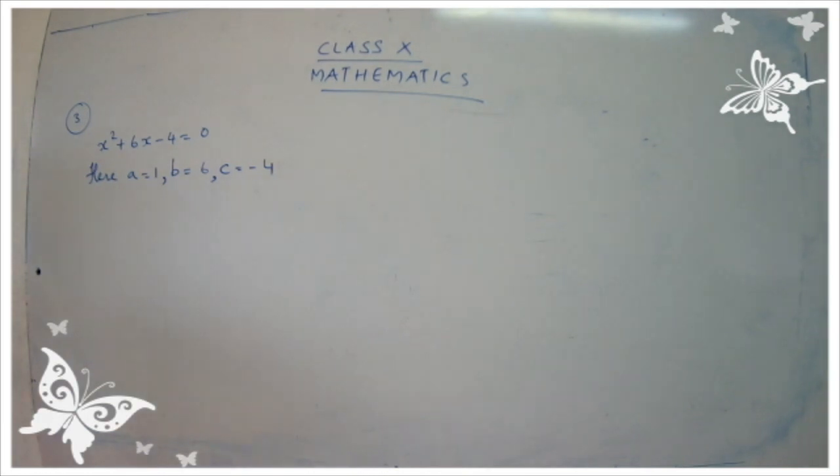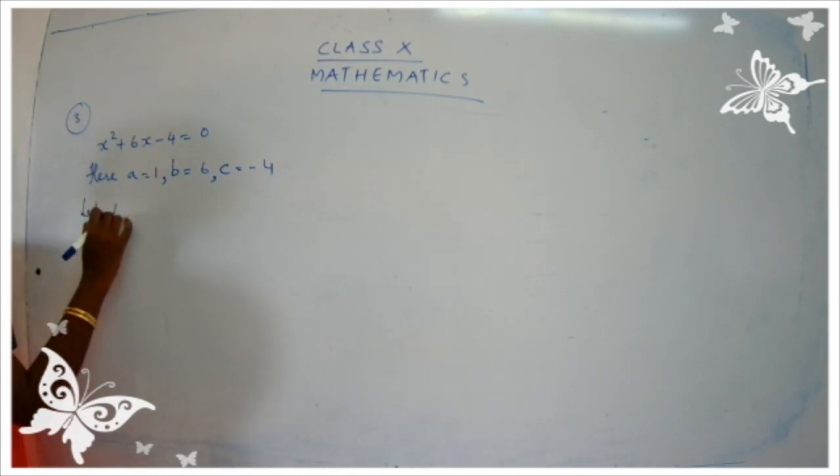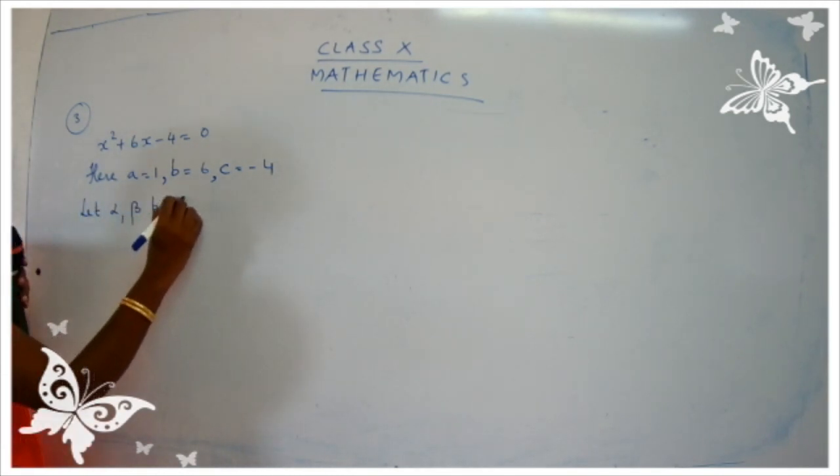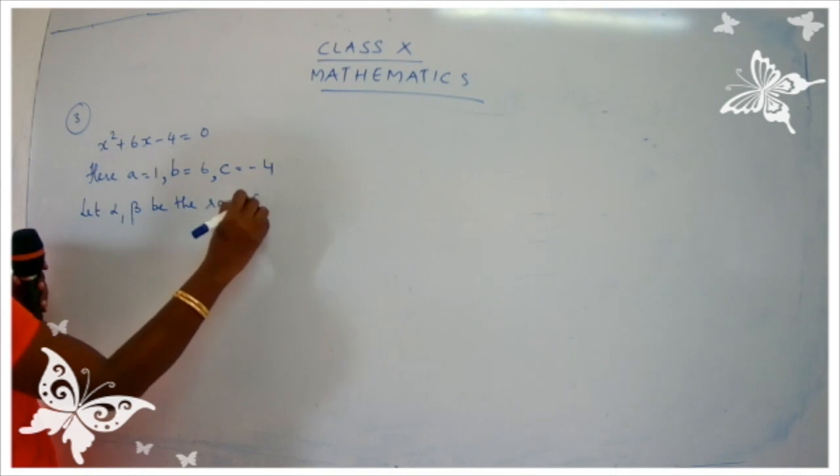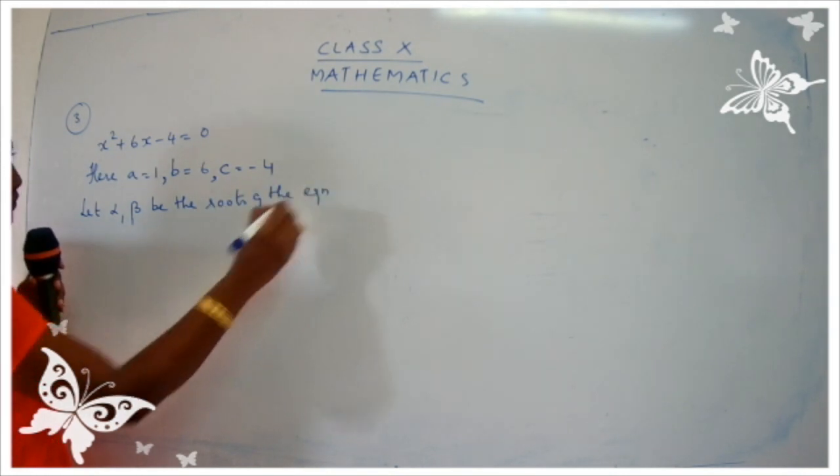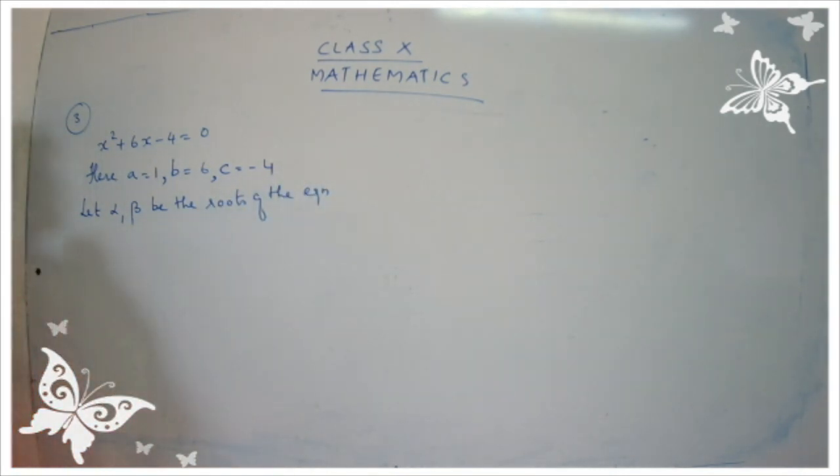Okay, they have given you one more thing over here. What is given to you? Alpha and beta are the roots of the equation. So let alpha, beta be the roots of the equation. So now what are we going to do? We are going to find out the sum of the roots and the product of the roots.